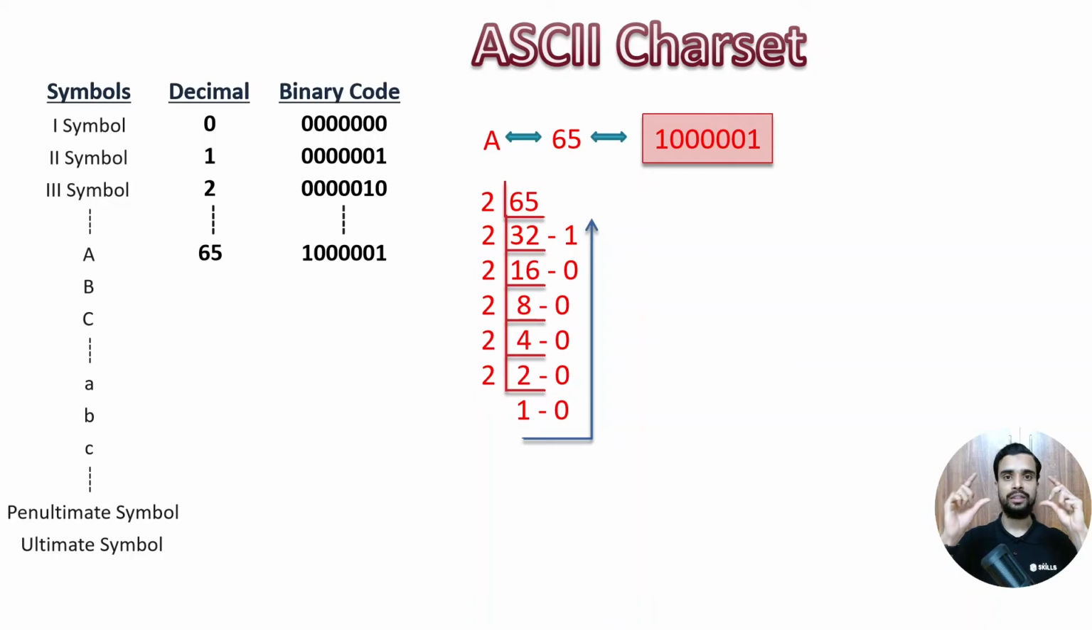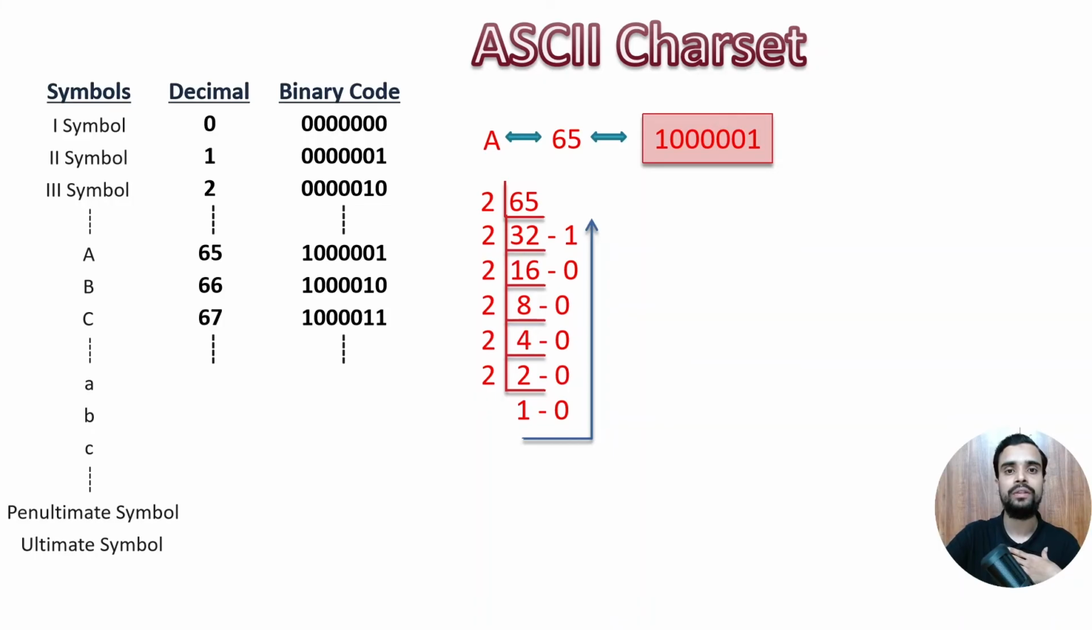And once you get a certain binary sequence, generating the next binary sequence is going to be quite easy. Just play around with the last bits. This is going to be the next binary sequence, and when you convert it into its decimal form, it is going to be 66. This is going to be the next binary sequence, and the decimal equivalent for this binary value is going to be 67.